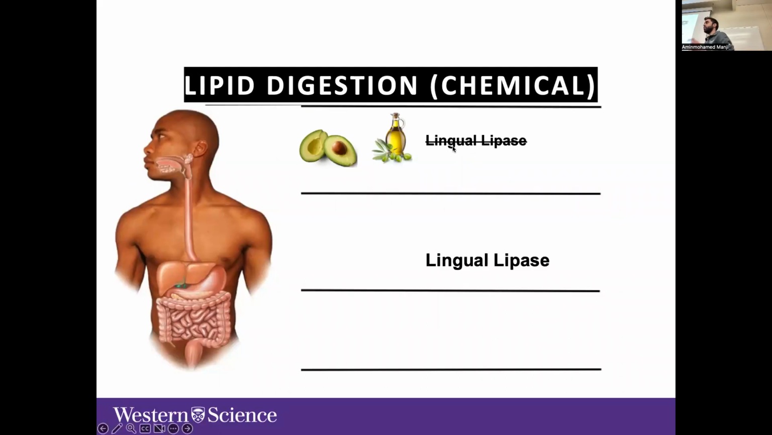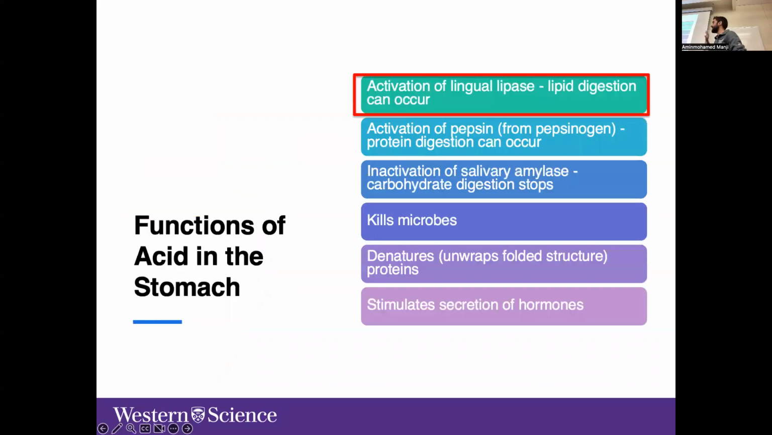Okay, so here's the thing. Lingual lipase was made in the mouth. It was not active in the mouth, but once it's swallowed, it's brought to the stomach, and that is where it gets activated. What's so special about the stomach that activates lingual lipase specifically? Absolutely, right? It's the same idea. It's like pepsin.